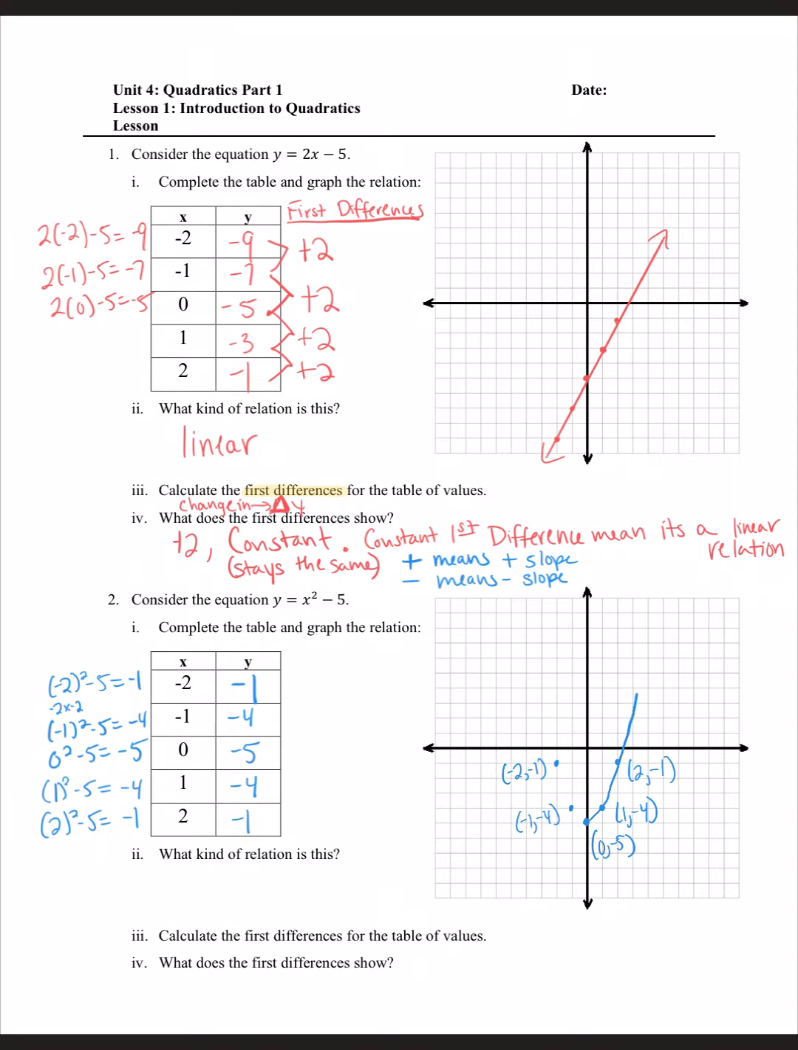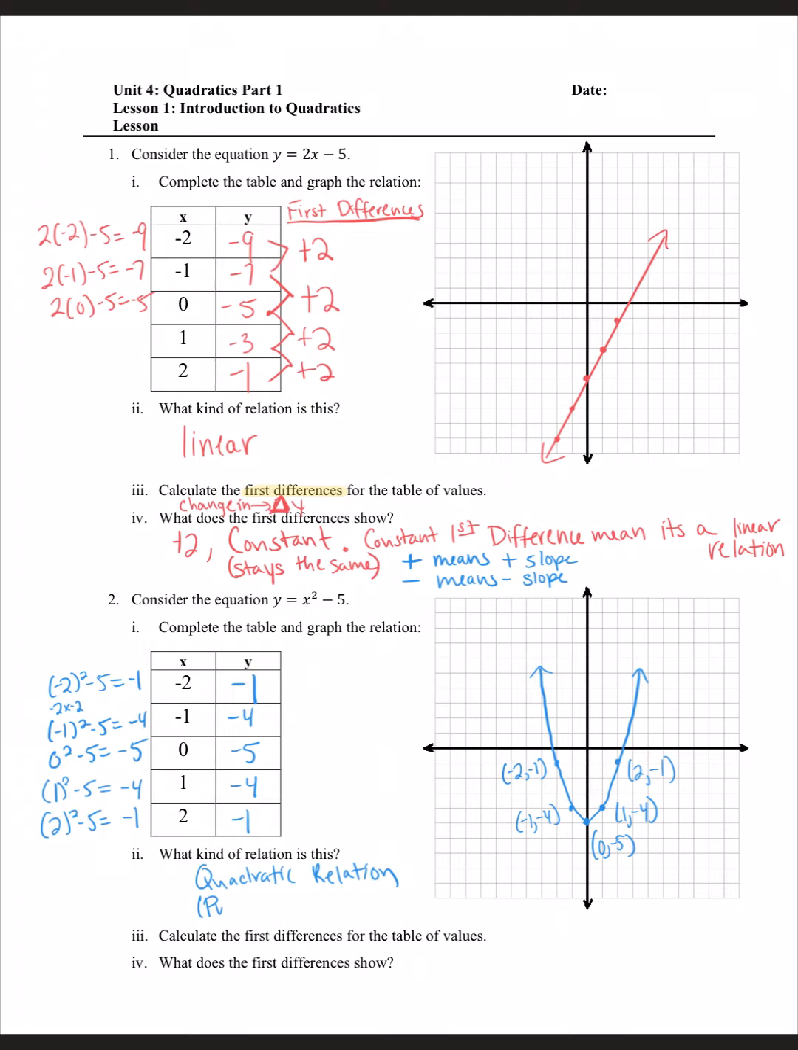And you can even extend it because this new relation that we're looking at also is going to extend in both directions, just like a line does. So what kind of relation is this? This is what we call a quadratic relation. This is the new relation we're going to spend the foreseeable future looking at. So it's a quadratic relation.